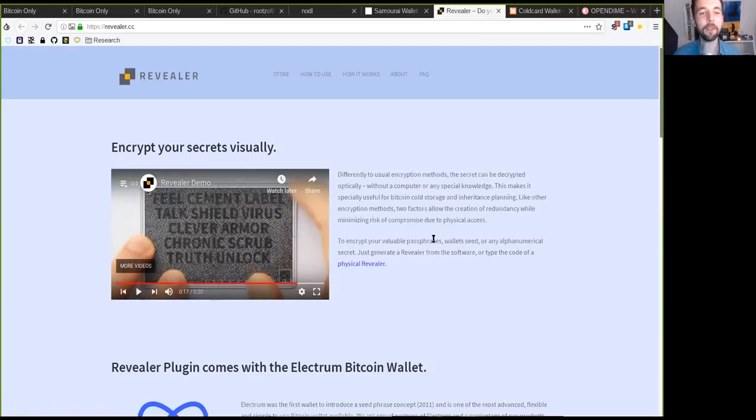This way you can have two different sheets of plastic, I would guess, and you store them in two different locations. And if you have only one, you can do nothing with that, right? But you need both of them in order to reveal the mnemonic. So this is pretty much a kind of secure two-factor authentication for your paper backups or plastic backups in that case.